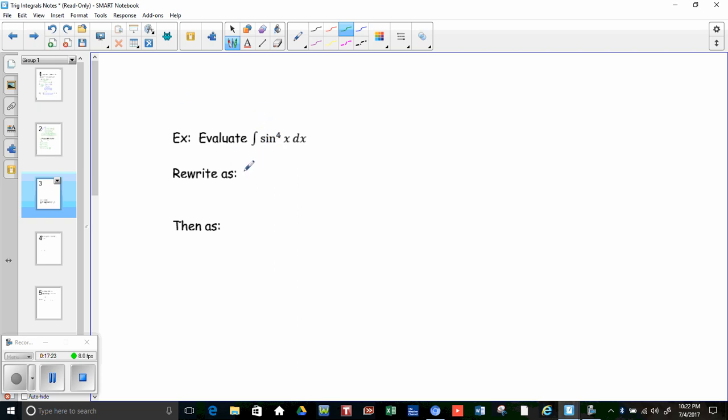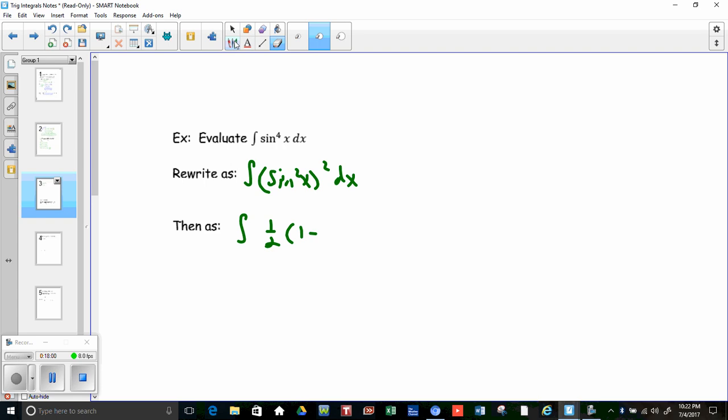So the first thing we want to do is rewrite this as the integral of sine squared x, squared, dx. Because now I can go back to my half angle identity for sine squared and rewrite the inside of that parentheses as 1/2 times 1 minus cosine 2x.